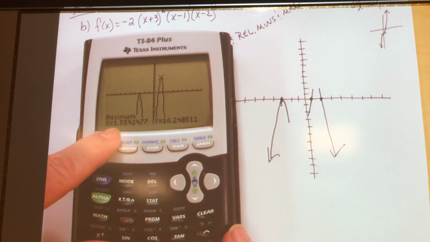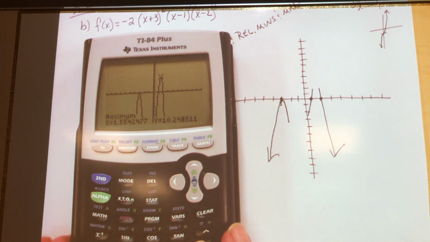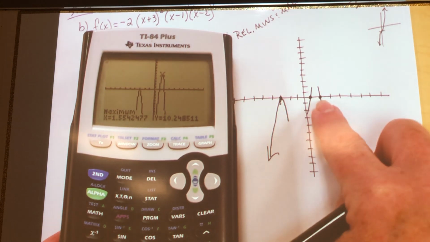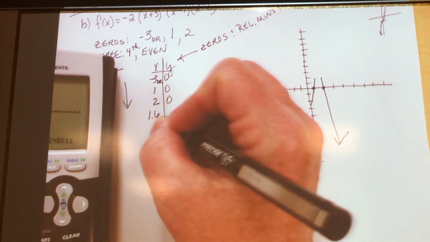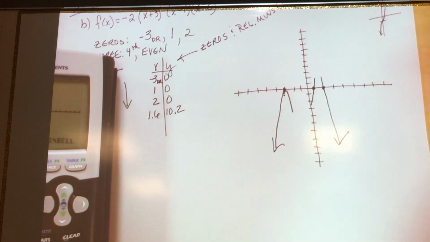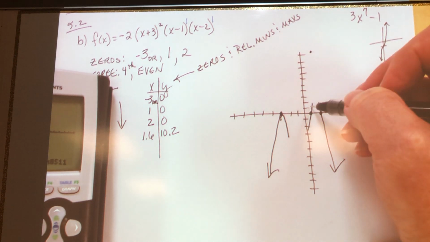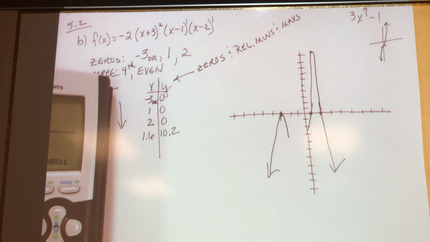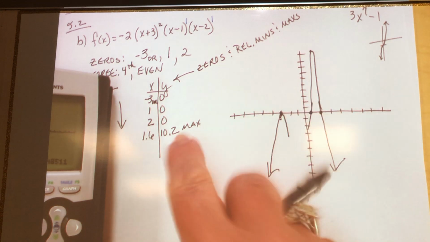He is at 1.6, 10.2. Okay? Do not call that 2 and 10. It is not 2 and 10. Okay? First of all, 2 is already 0. All right? So 1.6 and 10.2. Here's how I'm going to graph it. 1.6, 10.2, bam. This is my max. I'm going to label it on my T-chart.